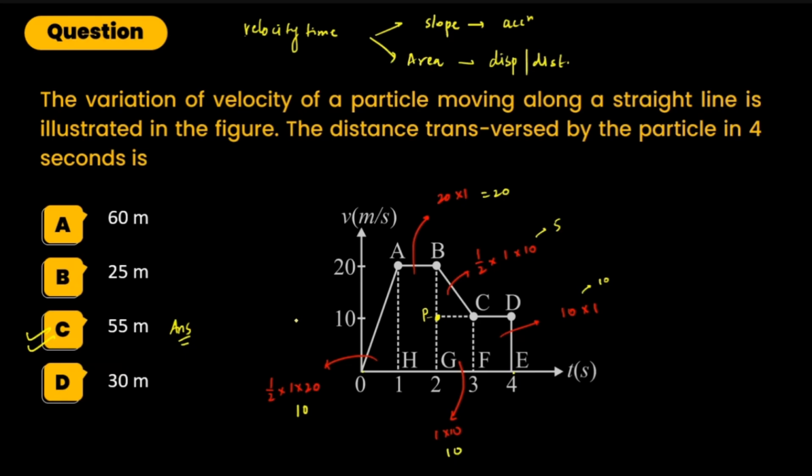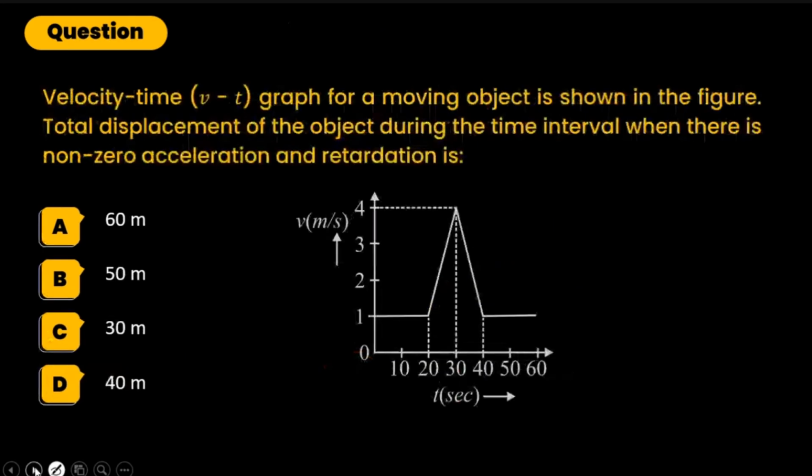Does it make sense? Yeah. Then there is another graph. Here, the question says it's a velocity time graph for a moving object. Find the total displacement of the body during the time interval when there is non-zero acceleration and retardation. So we have to figure out what displacement the particle has made when there is non-zero acceleration and retardation. So that is the question.